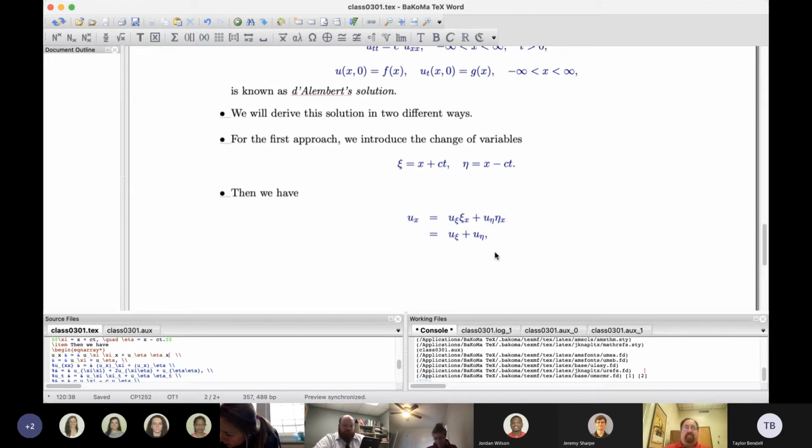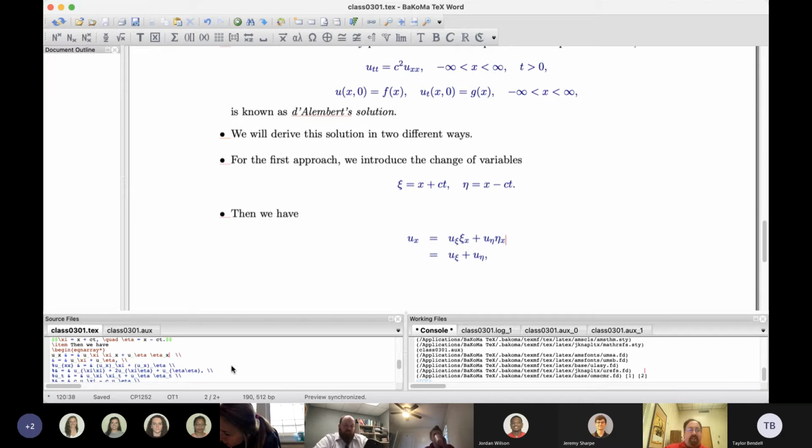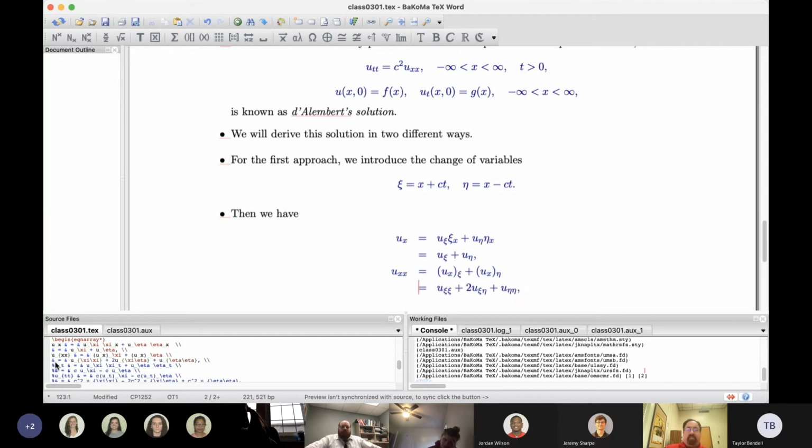But it's really uxx that I need, because that's what I have in my PDE. So to get uxx, I can apply this idea again. So derivative with respect to x is derivative with respect to xc plus derivative with respect to eta. So that's what I have here. This is ux with respect to x. So that's ux with respect to xc plus ux with respect to eta. And now I can take my formula for du dx, this formula, and substitute it into both places here.